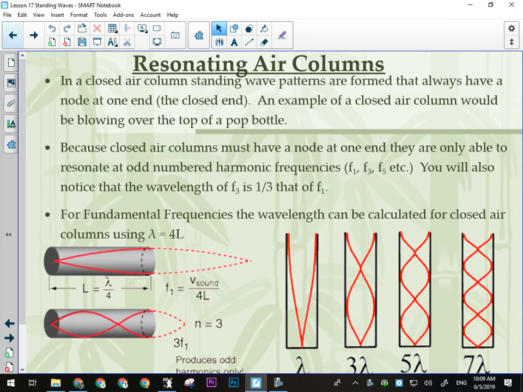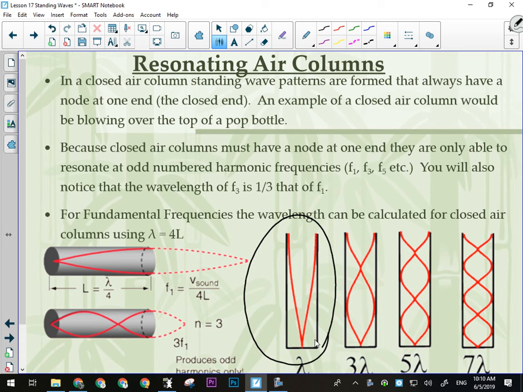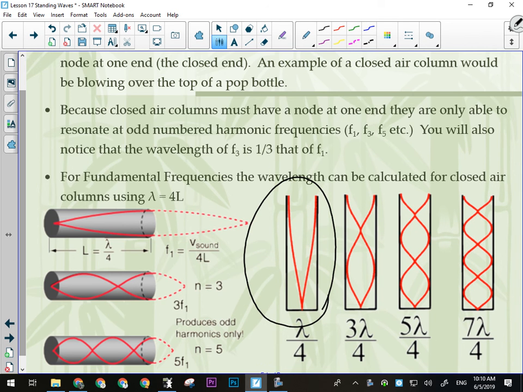Yesterday we ended off and we had talked about closed air columns. I'd shown you how that worked with the tube and the tuning fork. The big thing about closed air columns was that when they are resonating at their fundamental frequency, this is the waveform that we get forming in the tube. That represents 1/4 of a wavelength. So if I take the length of the tube and multiply it by 4, that will give me the wavelength. So this is the formula for closed air columns resonating at their fundamental frequency. If we run into any problem solving to do with that, that's the formula that we would use.